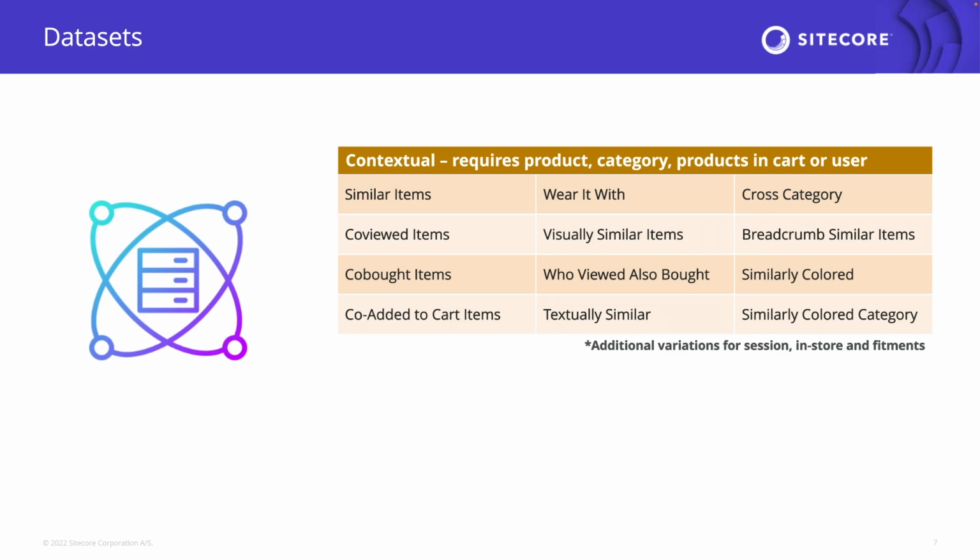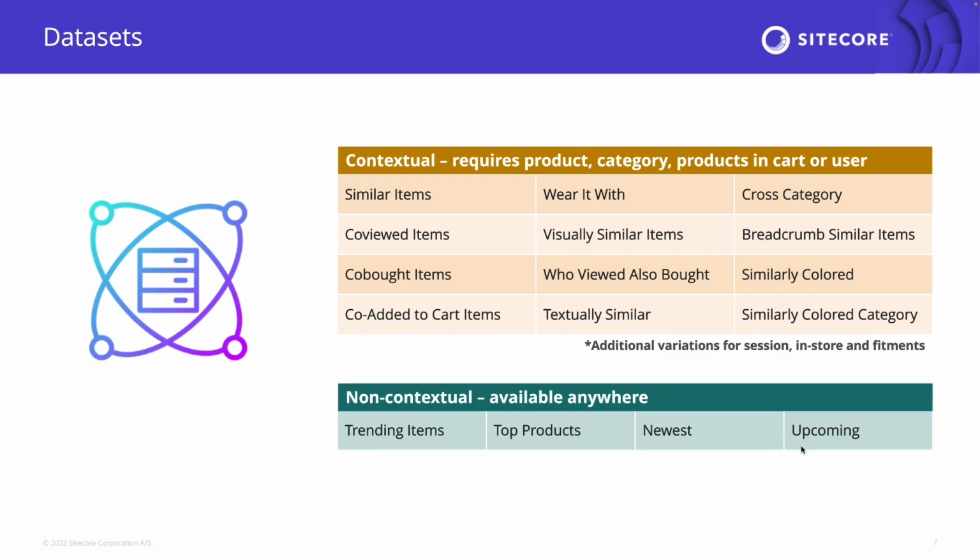Now, these data sets are contextual, meaning that they require a product or user to be in context. For example, a product is in context when I'm on the product detail page. Now, on the other side, there are non-contextual data sets, which you will typically see on the home page or even the null results found page. No context is required, so it's products that are usually sorted by popularity or even release date.